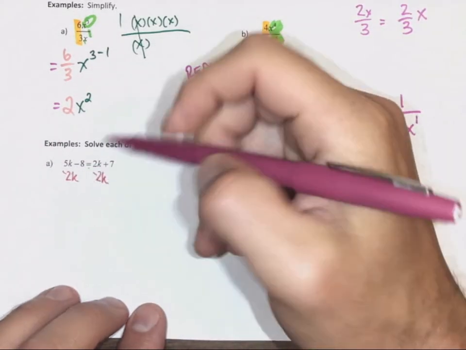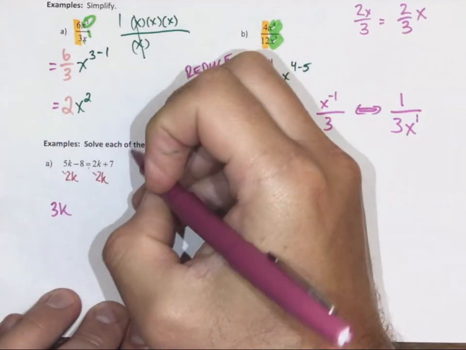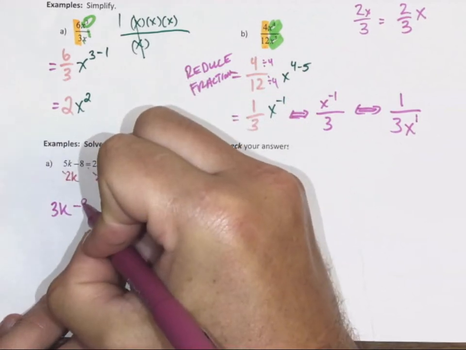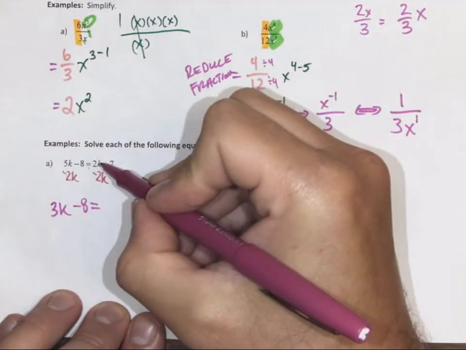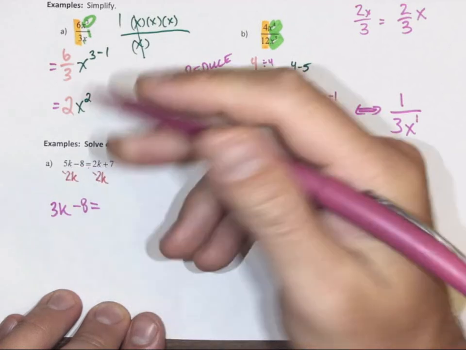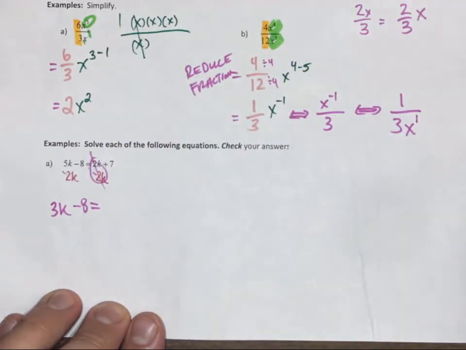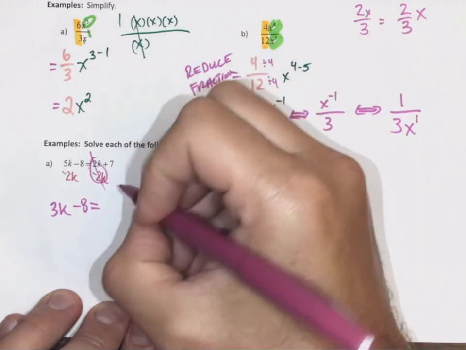5k take away 2k is just 3k. That -8, I didn't do anything, so it's still there. The equal sign is still there. 2k take away 2k is 0k. They're gone. What remains on the right side is 7.